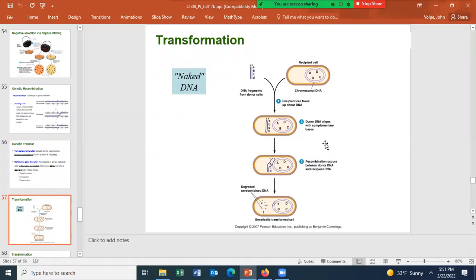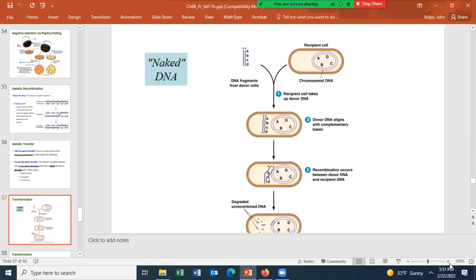Transformation is where DNA comes out of a cell. Usually that DNA comes out of a dead cell. And then this DNA is taken up by a recipient cell. Let me blow this up a little.